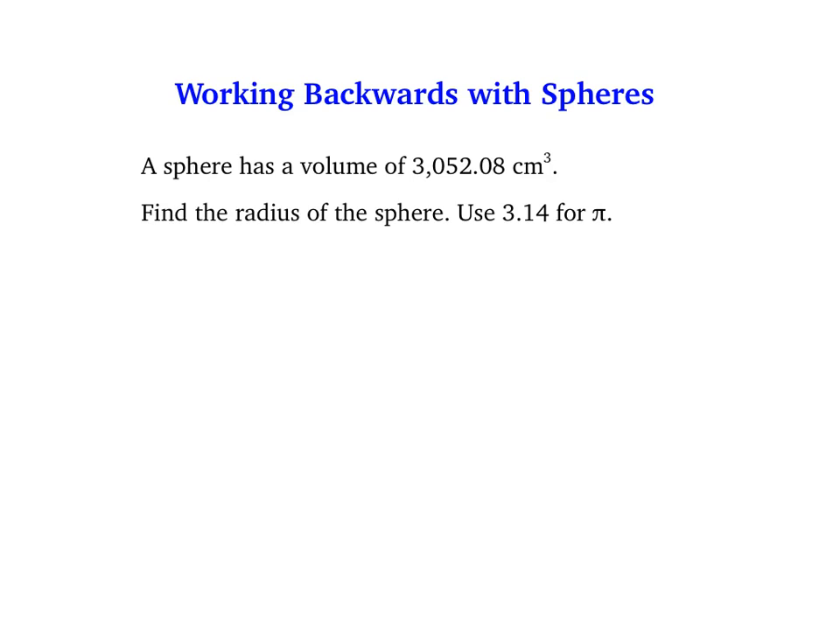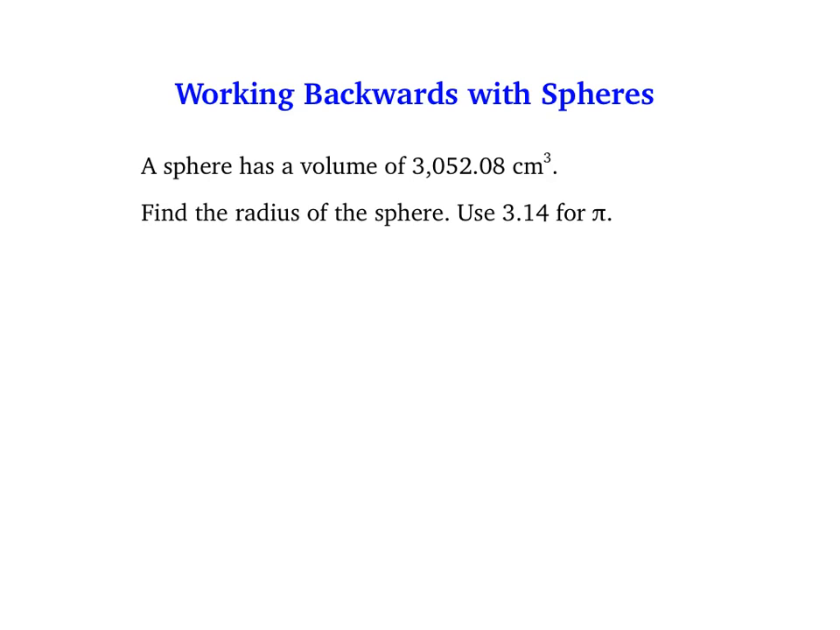The other new thing you'll be working on today is working backwards with spheres, and we've done this with cylinders and cones, so hopefully you're getting the hang of it. Here it says a sphere has a volume of 3052.08 cubic centimeters. Find the radius of the sphere, use 3.14 for pi.